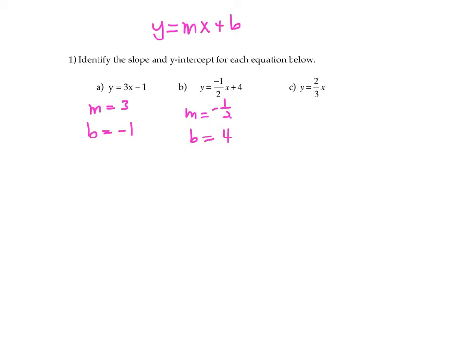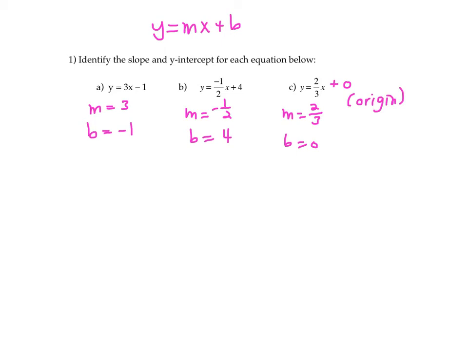Again, think about what that means. It means that the graph of the line is going to cross the y-axis at +4. In the last case, part c, the slope is 2/3, but the y-intercept is 0. Notice we're not adding or subtracting anything at the end. So this means that this particular graph would go through the origin, or through the point 0, 0.